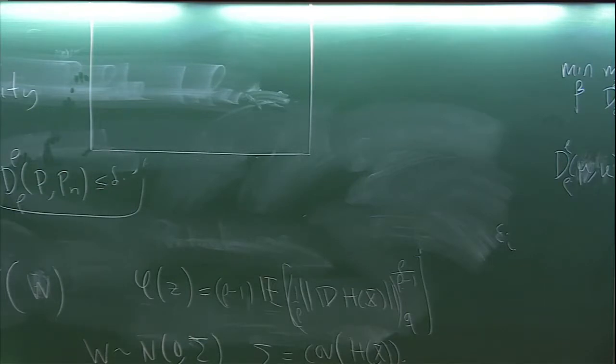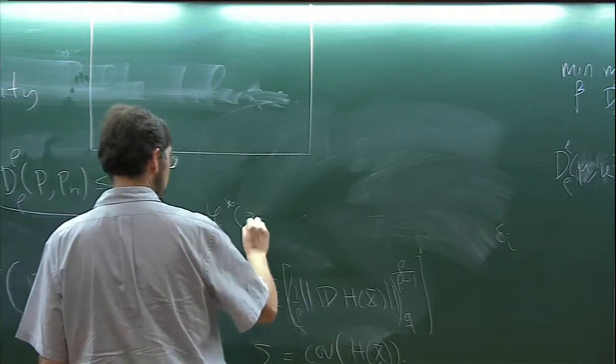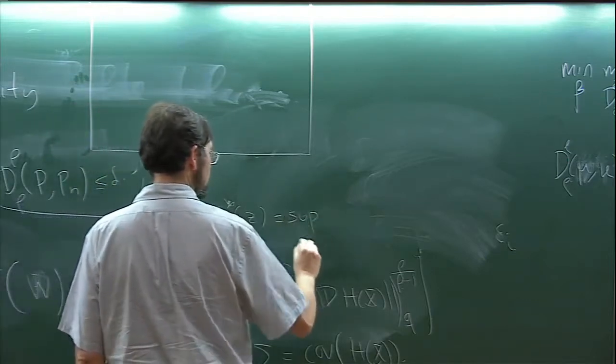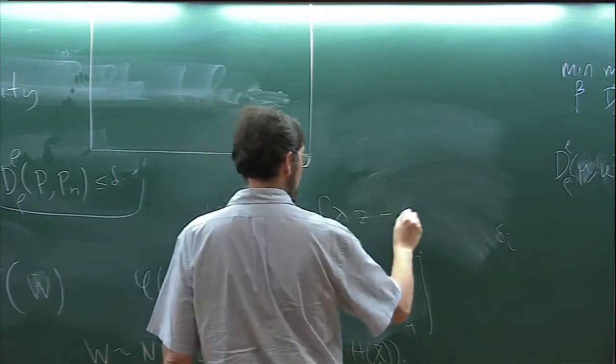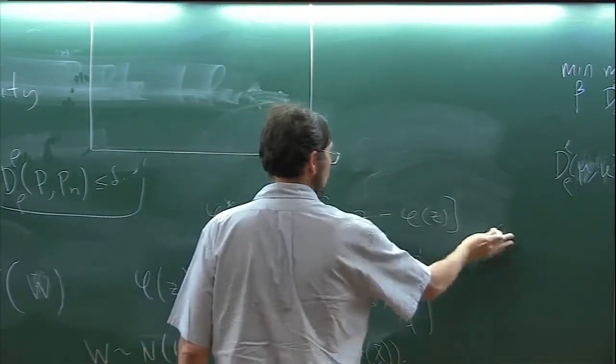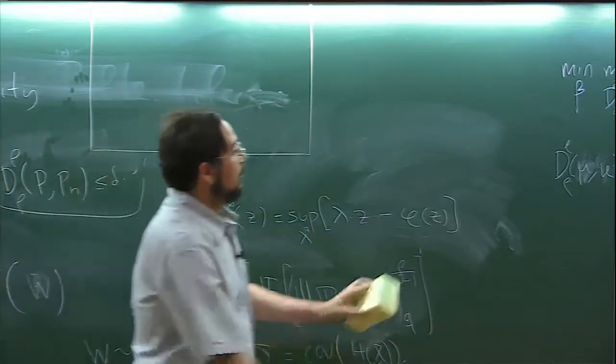Phi star is the Fenchel conjugate. So phi star of z is equal to the supremum over lambda.